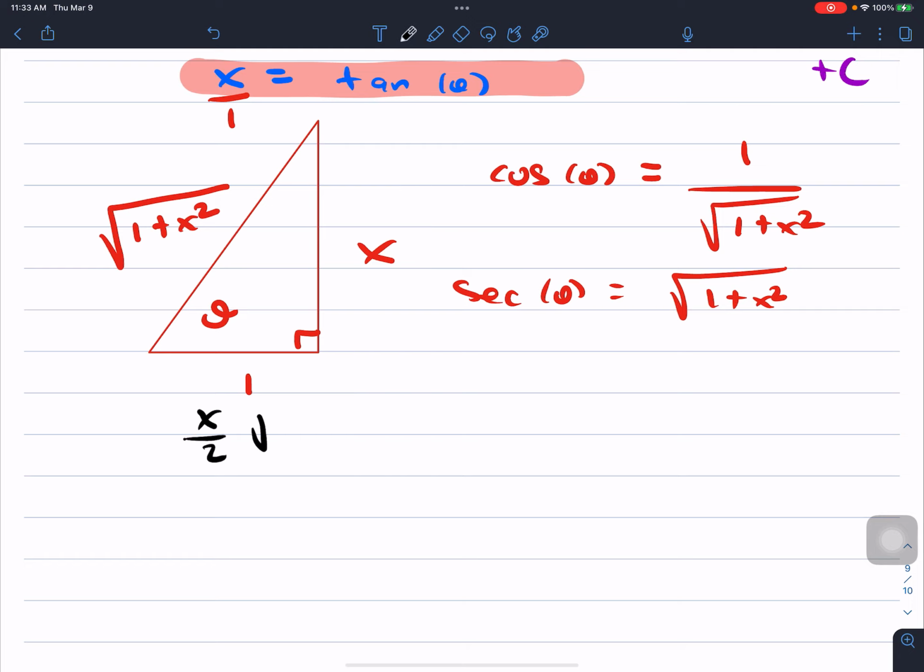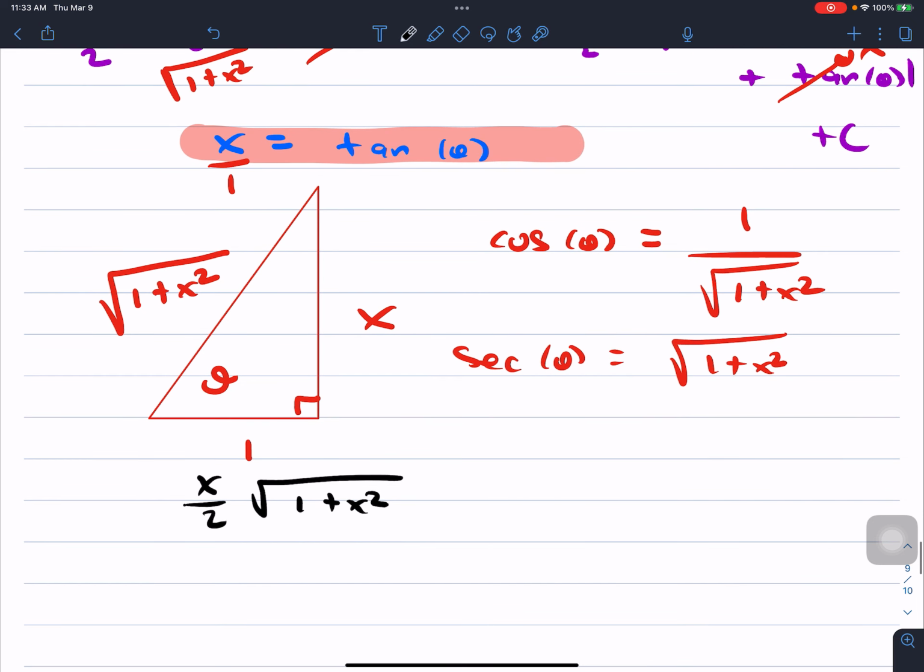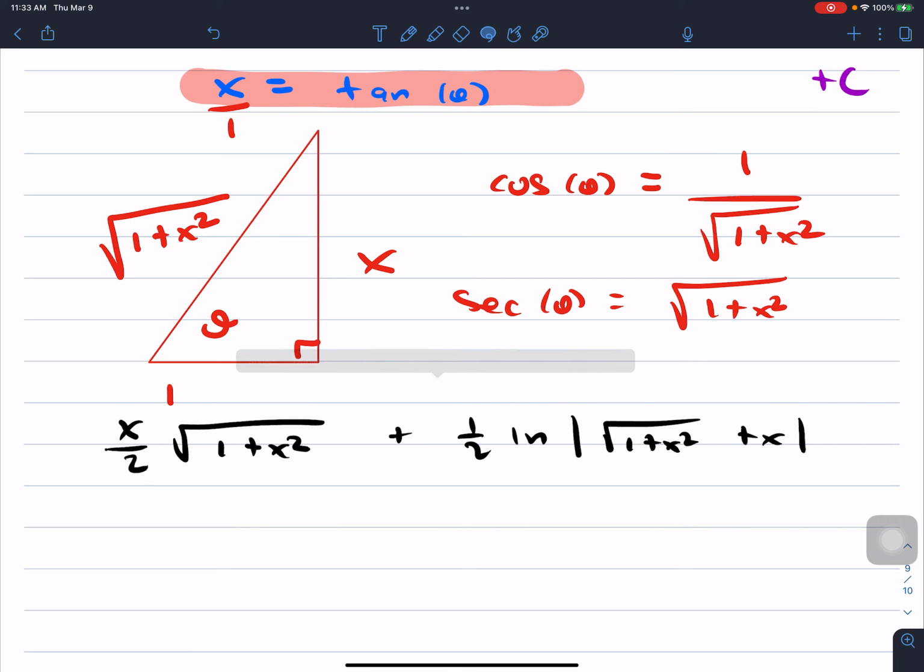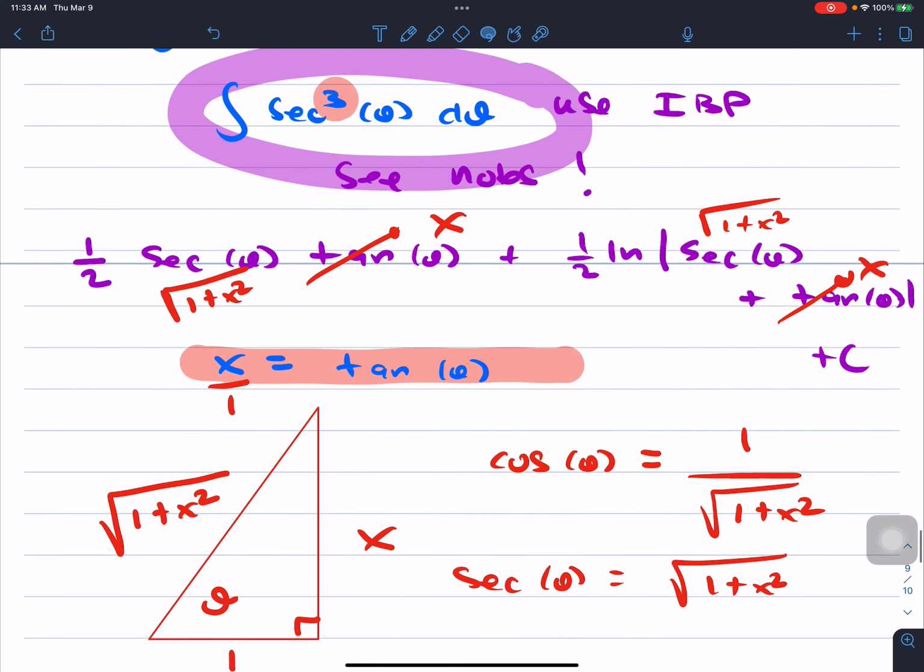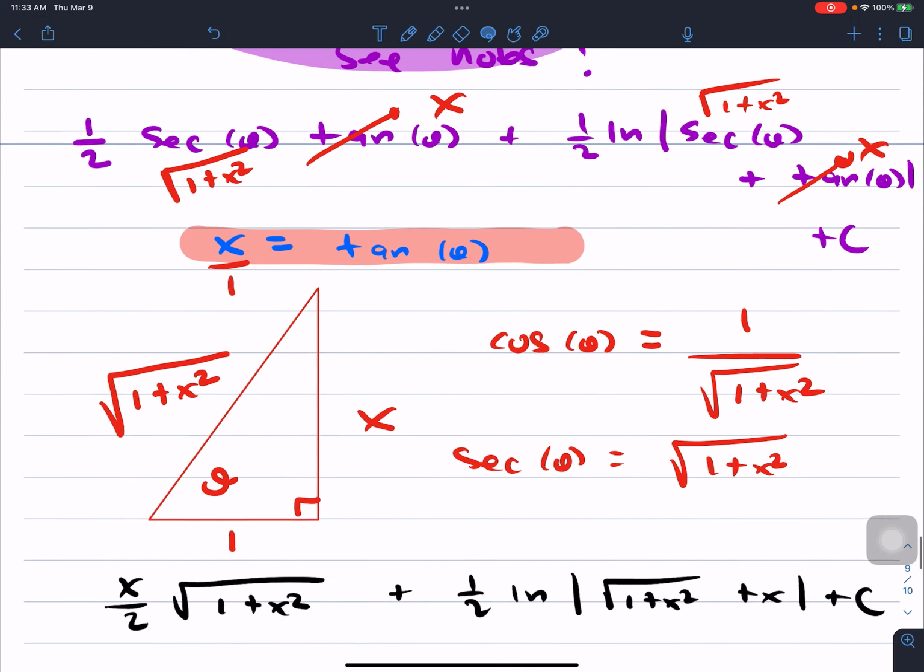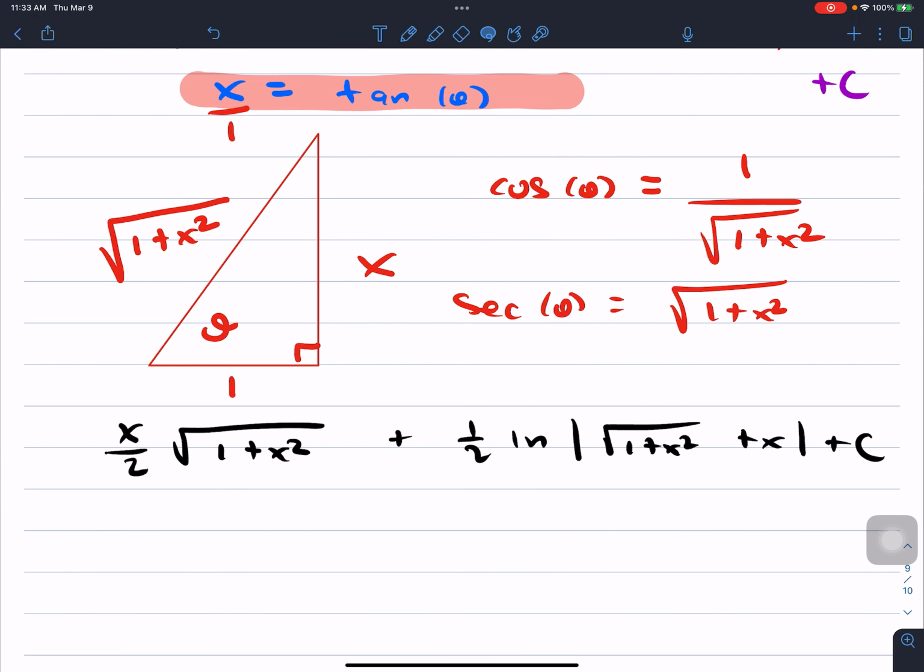x over 2 square root 1 plus x squared plus 1/2 natural log absolute value square root 1 plus x squared plus that x. Don't forget to add your constant here. Okay, you guys okay with that? So I have to give the antiderivative not in terms of theta. I always have to give the antiderivative in terms of x. And so there you go, ladies and gentlemen. There's your answer for this particular question here.